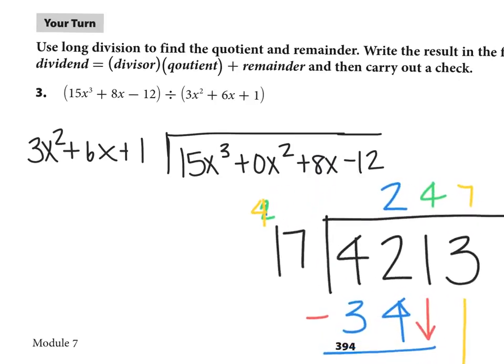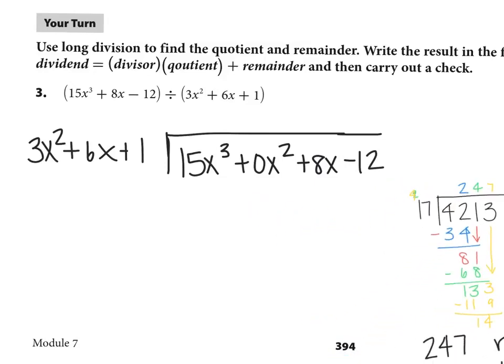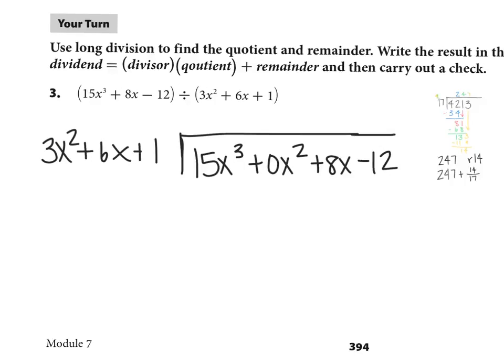I had to figure out how many times 17 went into 42, right? Okay, so we're going to use that same idea, but instead of figuring out how many times 17 goes into 42, I need to figure out how many times 3x to the second goes into 15x to the third. So what is 15x to the third divided by 3x to the second? 5x. So that goes on top.